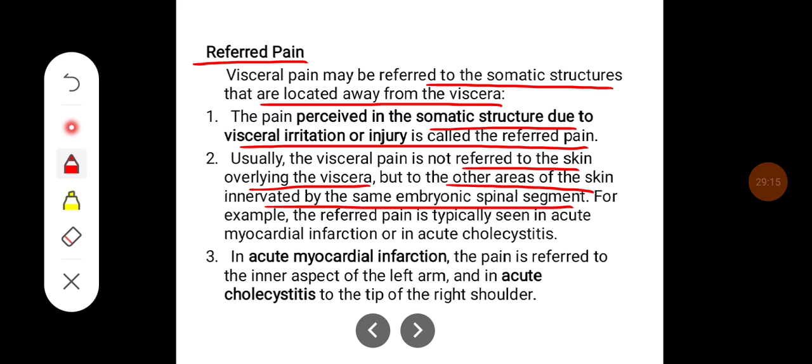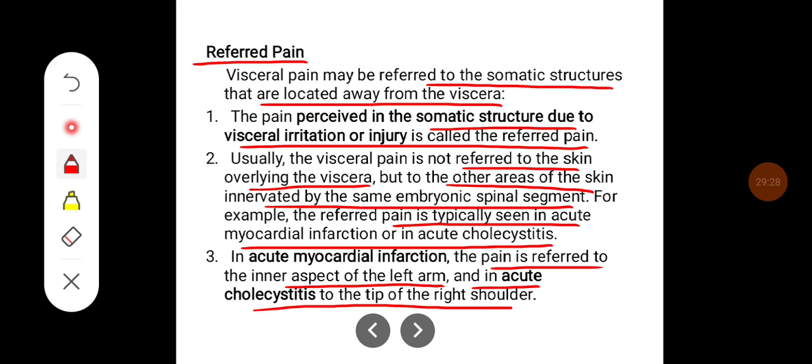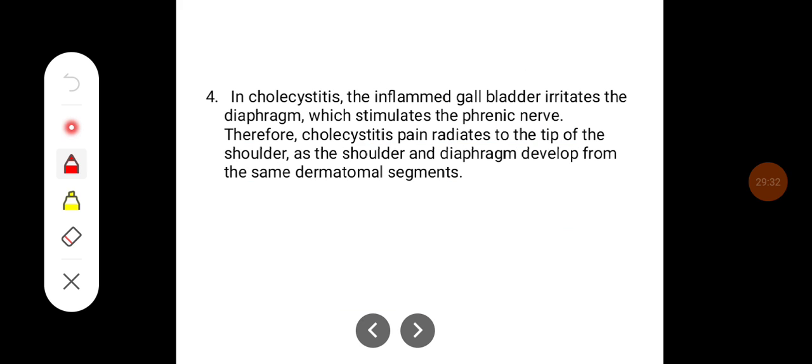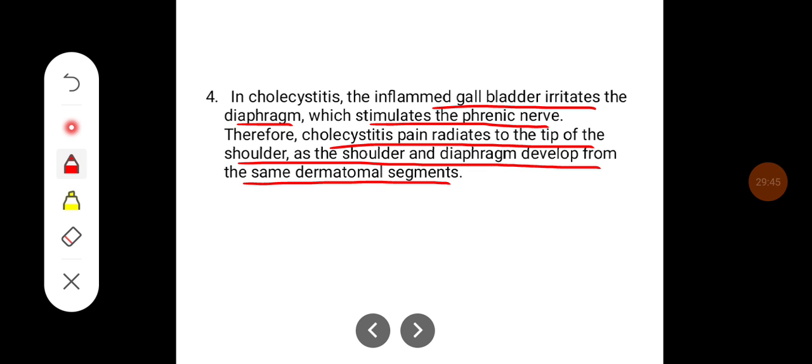For example, the referred pain is typically seen in acute myocardial infarction or in acute cholecystitis. In acute myocardial infarction, pain is referred to the inner aspect of the left arm, and in acute cholecystitis to the tip of the right shoulder. In cholecystitis, the inflamed gallbladder irritates the diaphragm, which stimulates the phrenic nerve. Therefore, cholecystitis pain radiates to the tip of the shoulder as the shoulder and diaphragm develop from the same dermatomal segments.